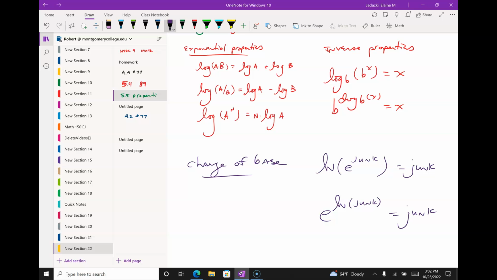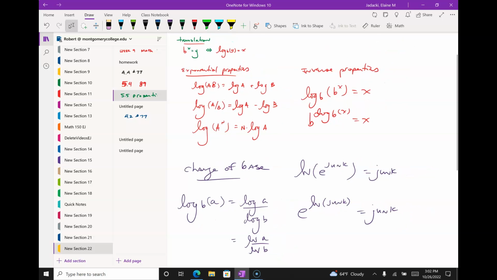So change of base formula. The log base b of a is log of a over log of b, or ln of a over ln of b. We can just show that's true now. I can prove it to you if you want, but I can just show any of these. Let me show a couple of them at least.